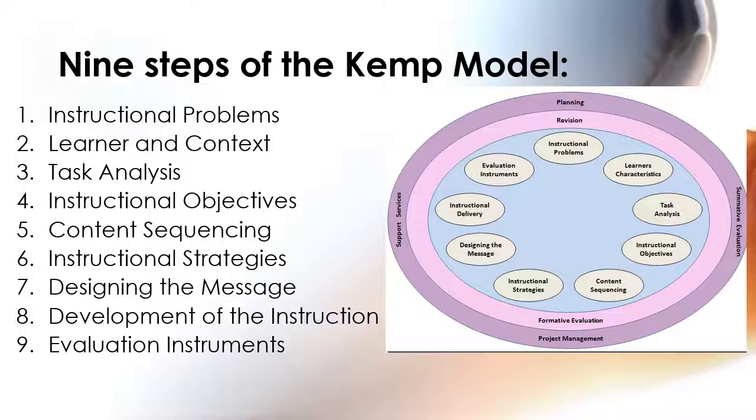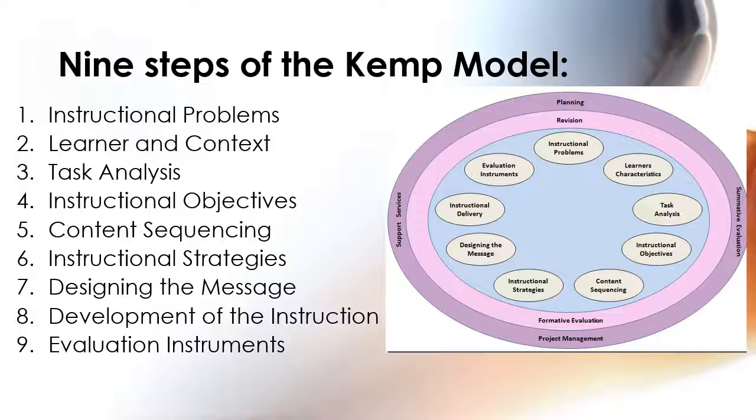Fourth is instructional objectives. You need to specify exactly what the learner must master in order to guide instructional design and assessment. Fifth is content sequencing. Think about the order in which to present different materials. Sixth is instructional strategies. This is the creative step. How are you going to present your content?